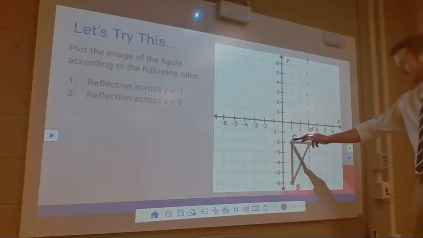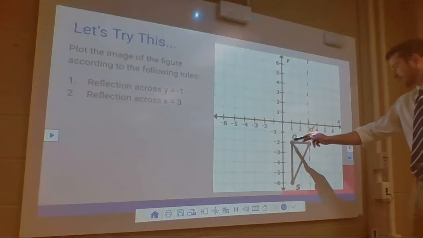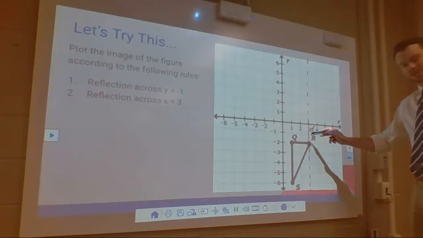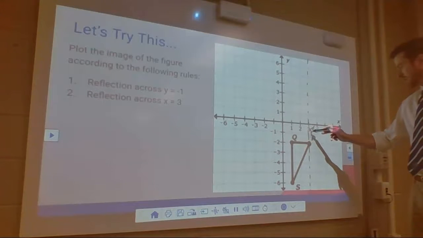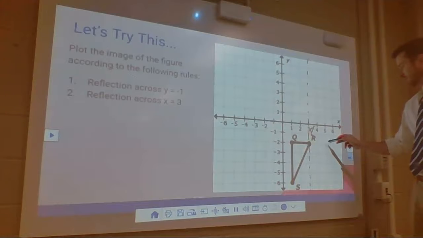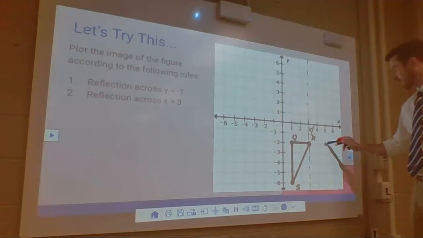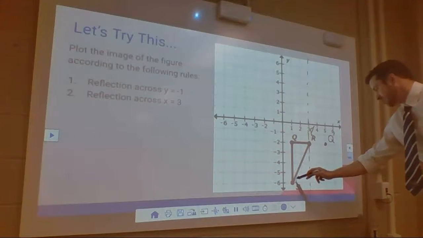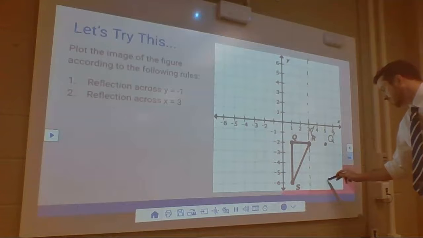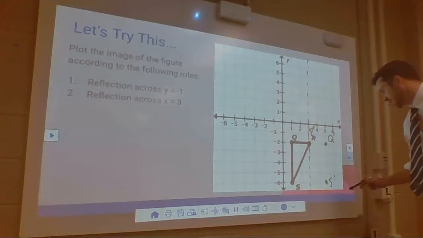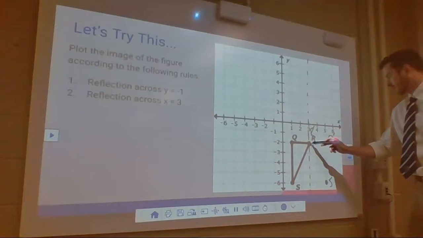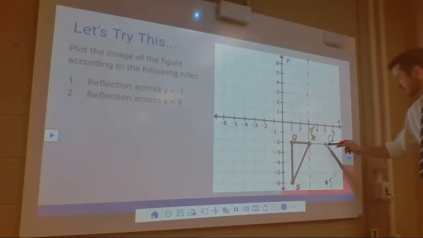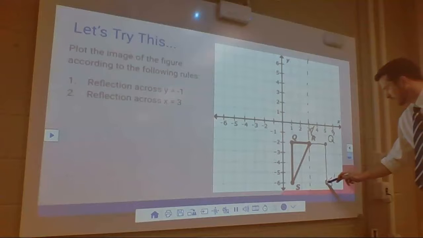So now, I'll just do the same thing I did earlier with Q and S. Point Q is 1, 2 units away from the line of reflection. So then I'm going to go on the other side of the line, 1, 2 units away there. And that will give me Q prime. Point S is 2 units away from the line of reflection. So S prime is going to be 1, 2 units away from the line of reflection. So there we go, we have S prime. And then again, don't forget, we need to connect the dots, connect those points.